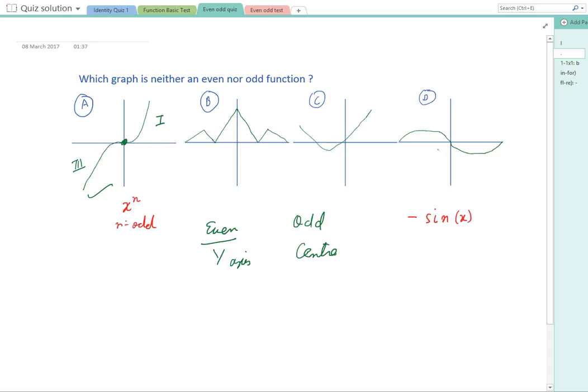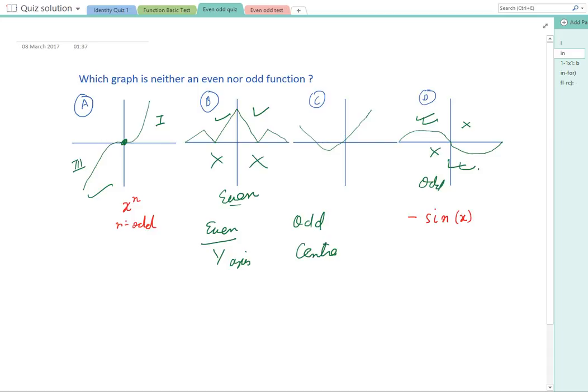The fourth function, again, whatever is happening in the first is happening in the third, and whatever is happening in second is happening in fourth. So this is again an odd function. The second function is symmetrical around the y-axis. What is happening in first is happening in second. What is happening in third is happening in fourth. So this is an even function.